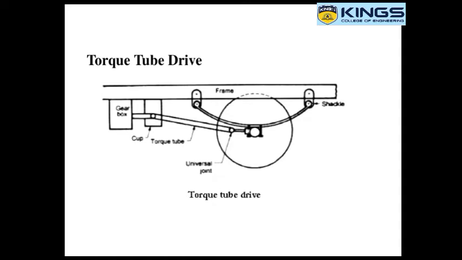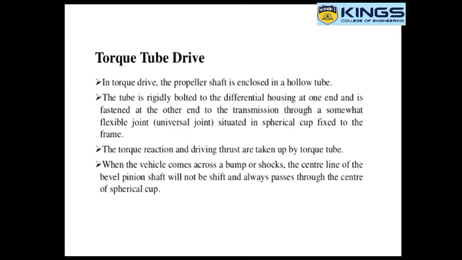This is the line diagram of the torque tube drive. Only one universal joint is required at the front end. No sliding joint is required. The leaf spring takes the side thrust.